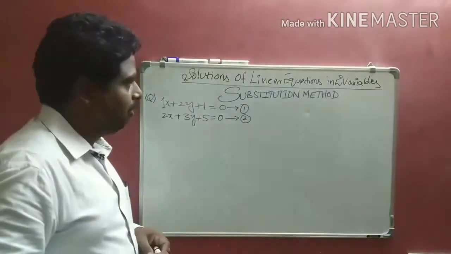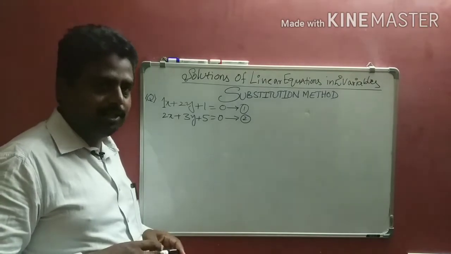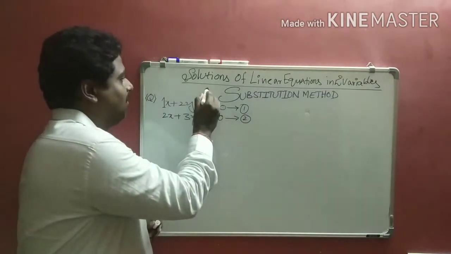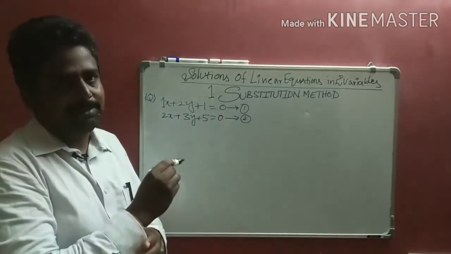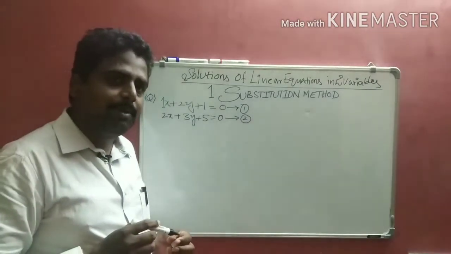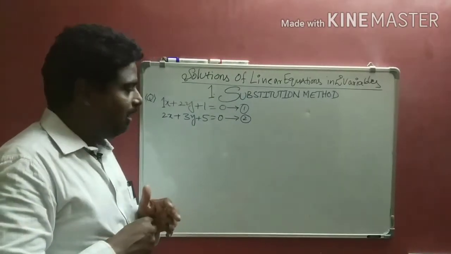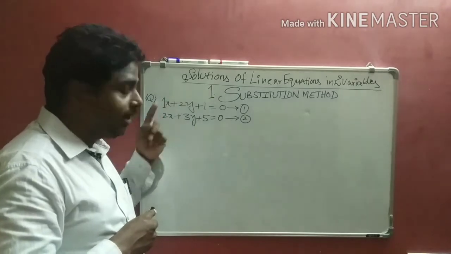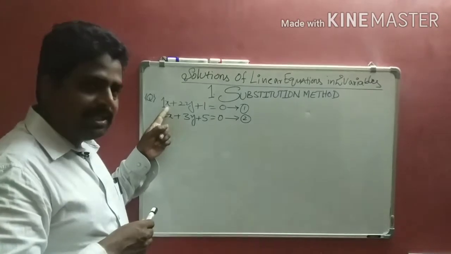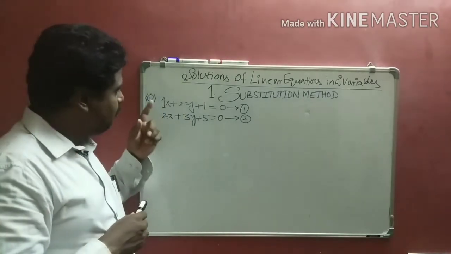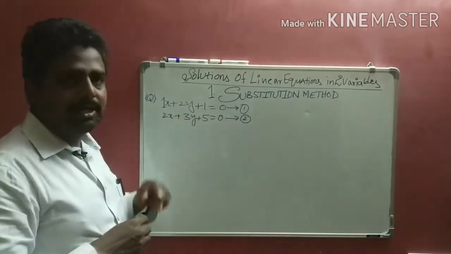Now we are entering into the solutions of linear equations in two variables. The first method is the substitution method. The name indicates substitution method: substitute one variable in terms of the other. So how can we substitute one variable in terms of the other? Already we know that it is a linear equation in two variables. How many variables are here? Two variables are there. The first one is x, the second one is y. So we have to substitute x in terms of y or y in terms of x.